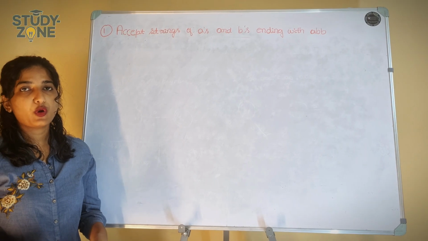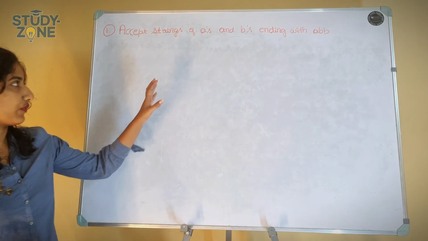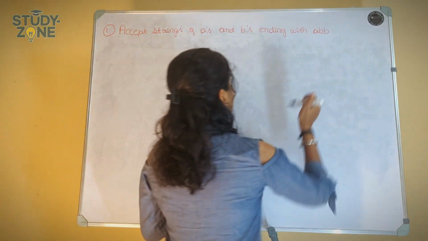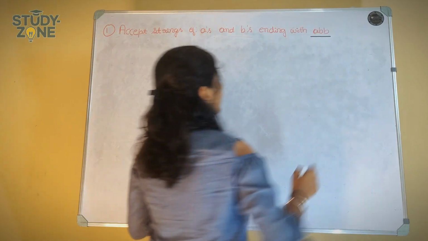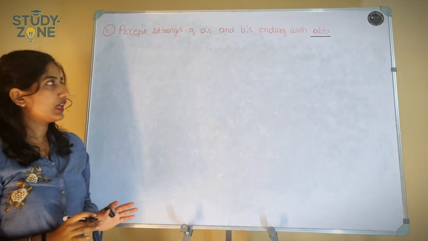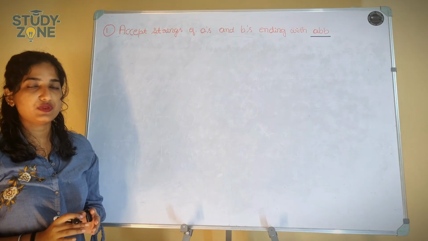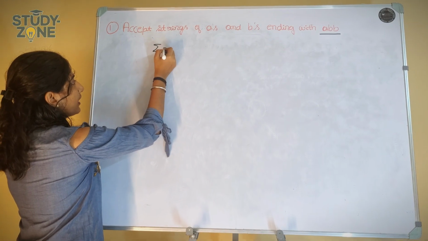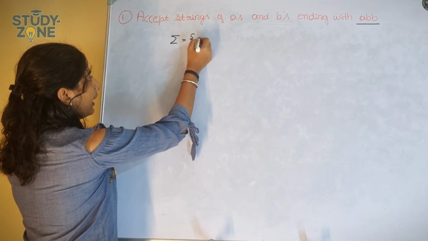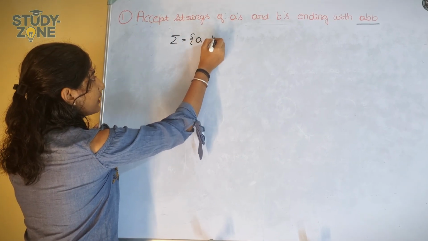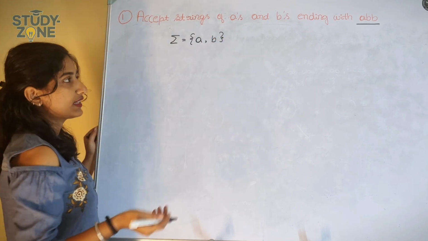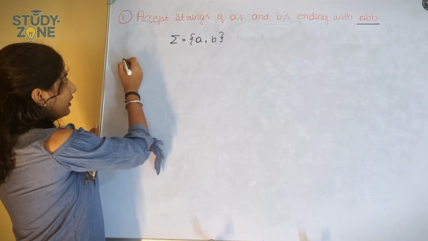So the first problem is: accept the strings of A's and B's ending with A, B, B. Correct. So here the problem is ending with A, B, B. What do we have to write at first? We have to write the alphabets. What are all the alphabets? Alphabets are A and B.